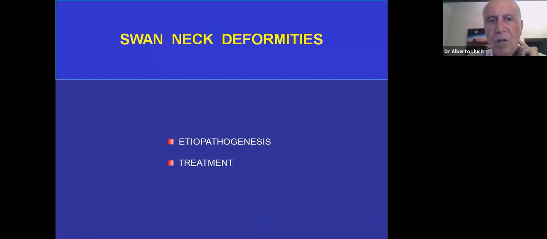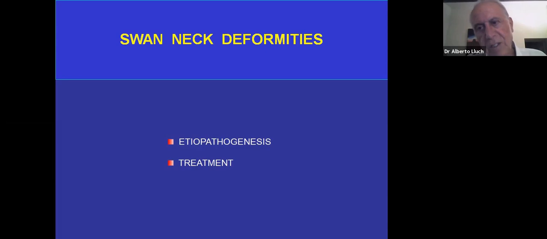Well, now let's go into swan neck deformities. First, we'll look at the etiopathogenesis, because it's not like a boutonniere deformity, which is quite clear is secondary to synovitis of the PIP joint. It's not a tendon problem, it's a joint problem, really, although the consequence is a tendon problem. But the pathology is a joint problem.